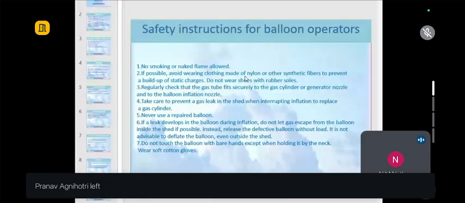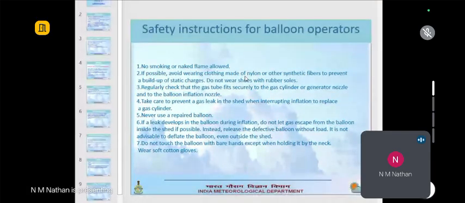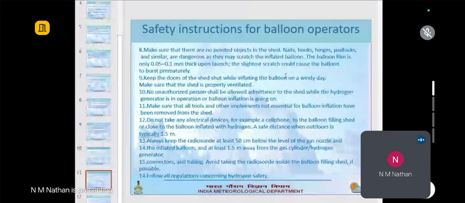Do not touch the balloon with bare hands except when holding it by the neck. You should touch the balloon only at the neck, not other parts. Even touching the balloon with an empty hand can weaken it. The balloon should not pick up any dust or anything; the area should be very neat and clean. So these are some of the points we should follow.